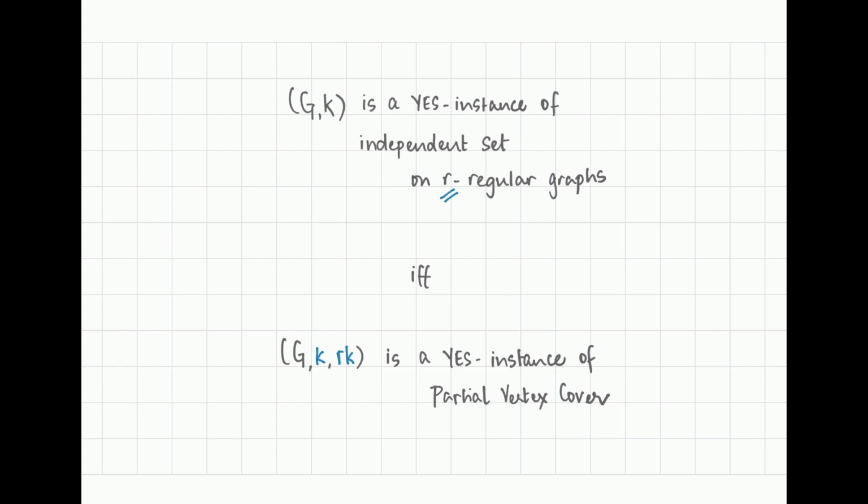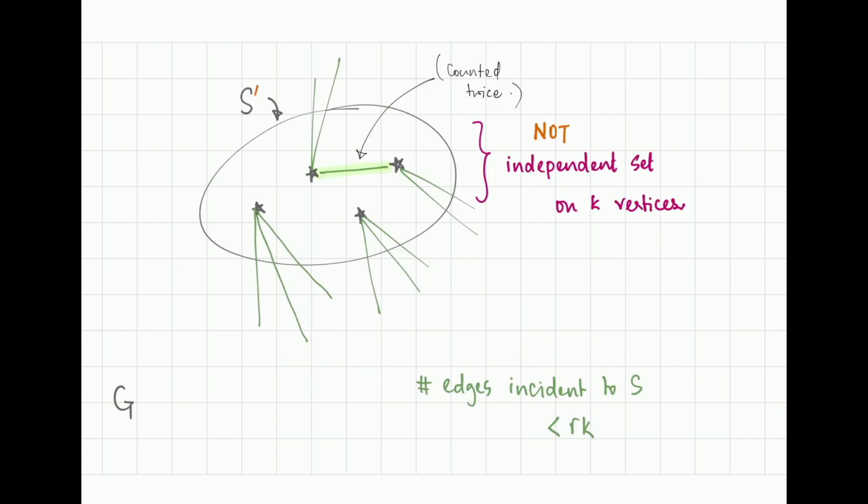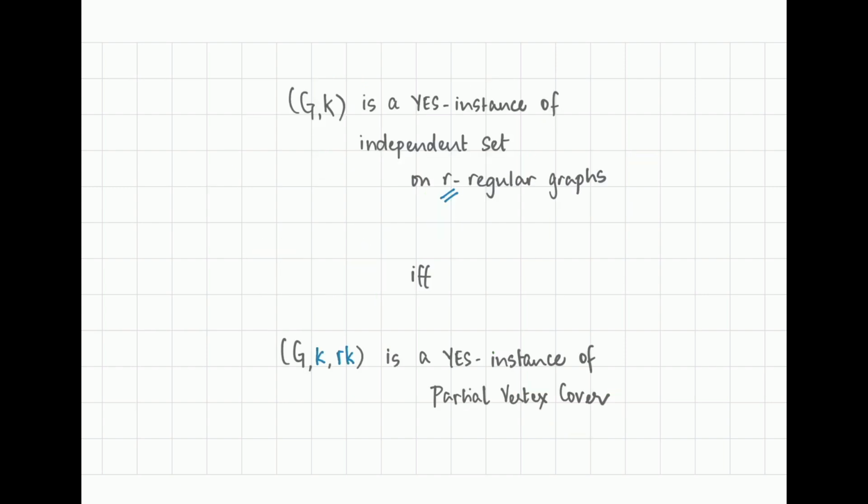Notice that the forward implication, which says that if G has an independent set on K vertices, it has a partial vertex cover on K vertices covering at least RK edges, follows from the first part of our discussion. We observed that if you have an independent set of size K and the graph is R regular, all of these R neighbors for every vertex in the independent set must lie outside, and therefore when you add up the degrees, there's no adjustment to be made, and the number of edges covered by this set is in fact R times K. So that proves the forward direction.